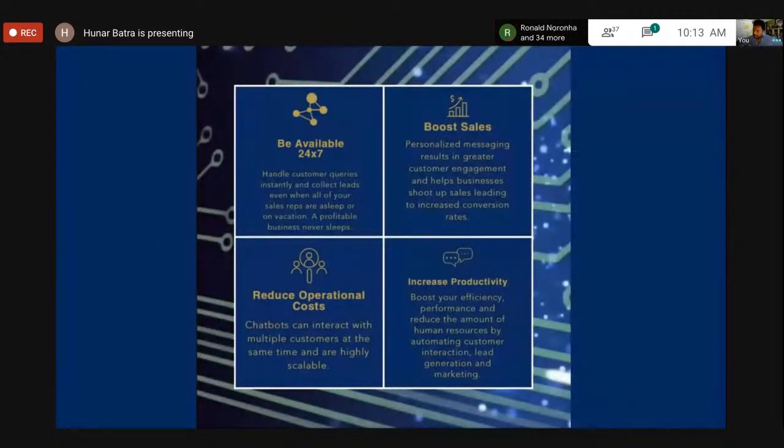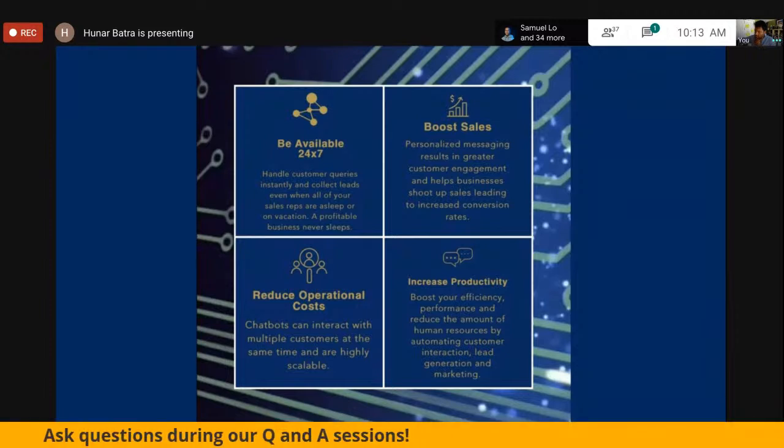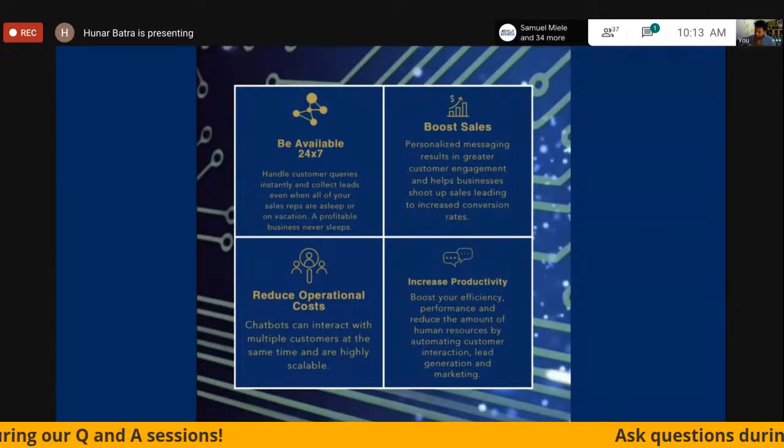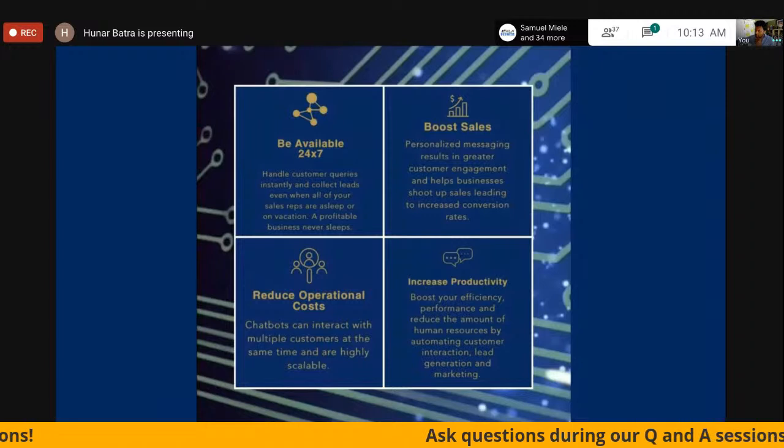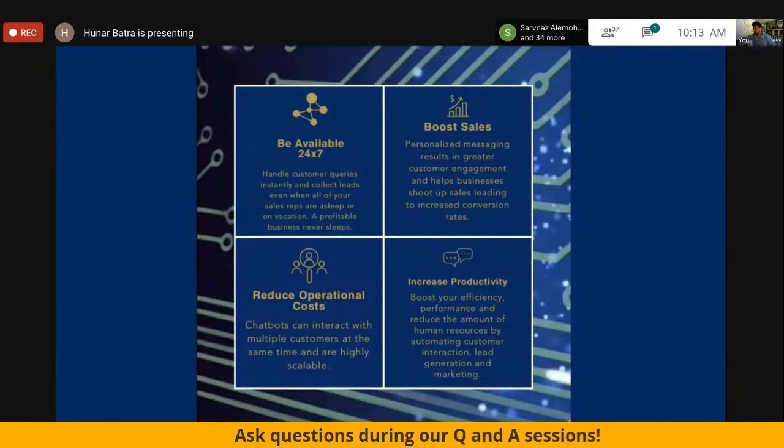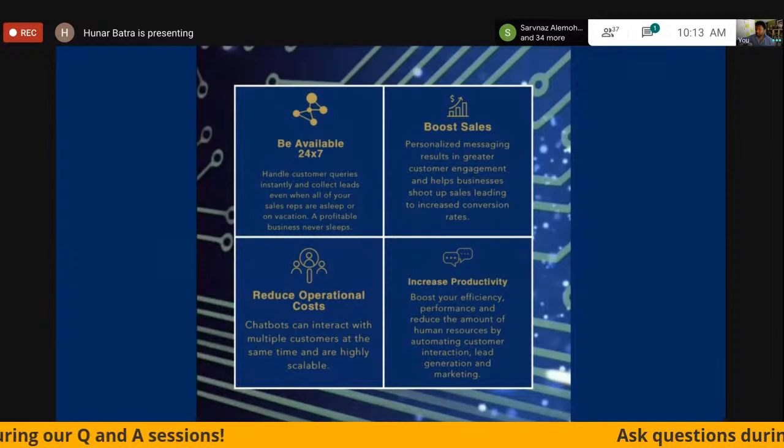So now these are some benefits of having chatbots for a business. It helps you be available for your clients 24/7, and you can easily handle customer queries instantly and collect leads whenever, even when your sales representatives are asleep. This also helps you boost sales with personalized marketing and messaging, because it results in greater customer engagement and helps businesses shoot up their sales.